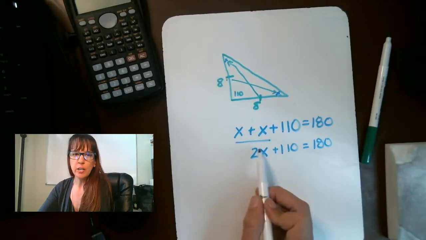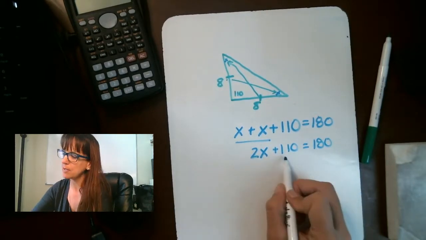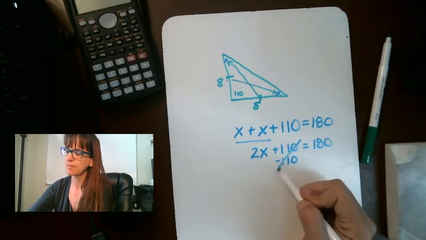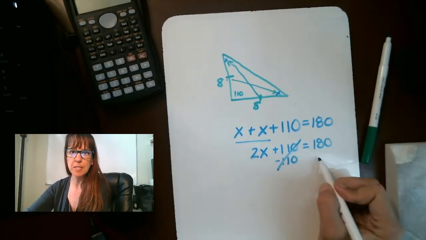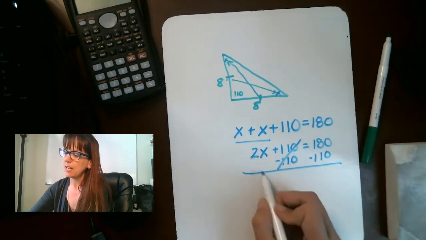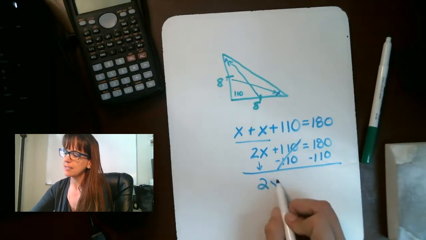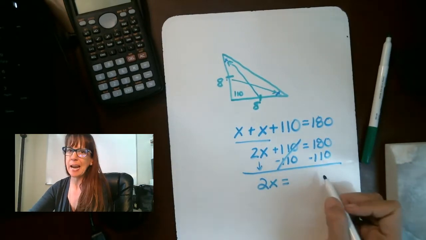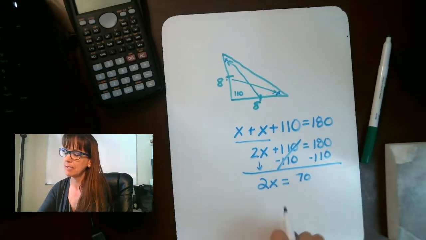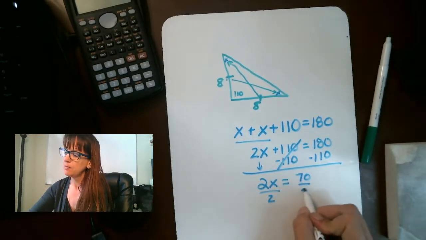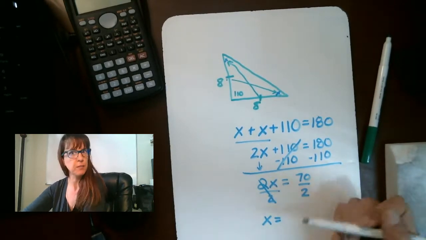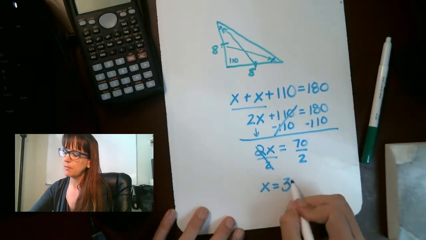We want to get the chunk here with the variable by itself, which means we need to move this 110 over. It's positive, so let's make it negative to cancel it out. What we do on one side of the equation, we must also do on the other. Those cancel out, bring down my 2x equals, and then 180 minus 110 is going to give us 70, right? Divide those both by 2, and we divide by 2 so that it cancels out and we get that x by itself. So then x equals 35 degrees.